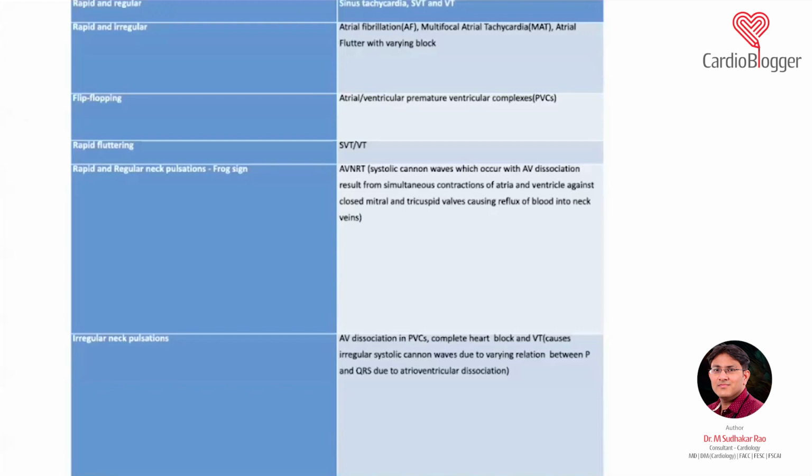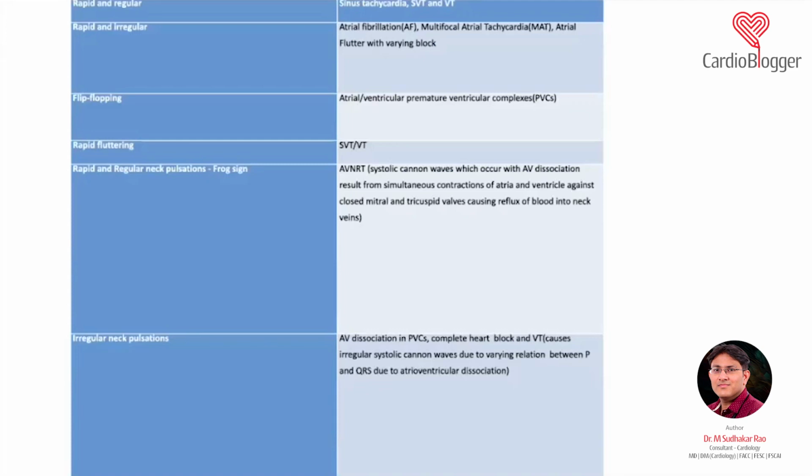Flip-flopping, you know, there is some tuck, tuck, tuck, those types, are usually due to atrial or ventricular premature complex. Atrial does not have a compensatory pause. A ventricular premature usually has a compensatory pause. Rapid fluttering is only due to SVT or VT, tuck, tuck, tuck, tuck. They start rapidly. However, if the progression is gradual, tuck, tuck, tuck, that means it is usually a sinus tachycardia.